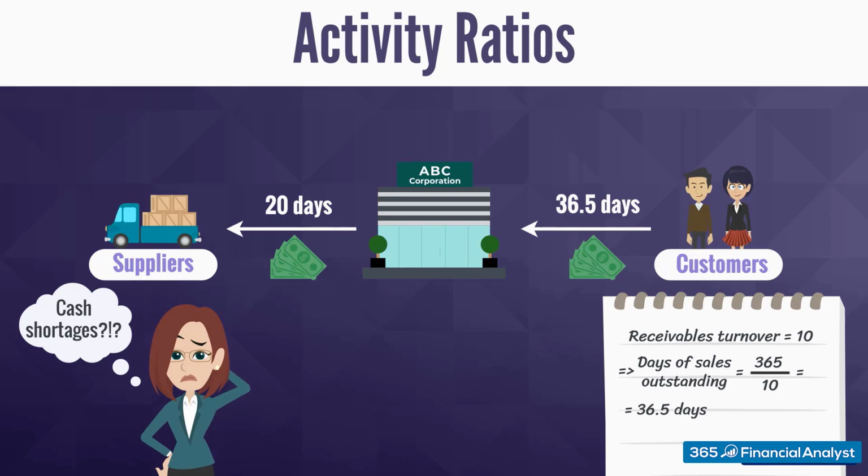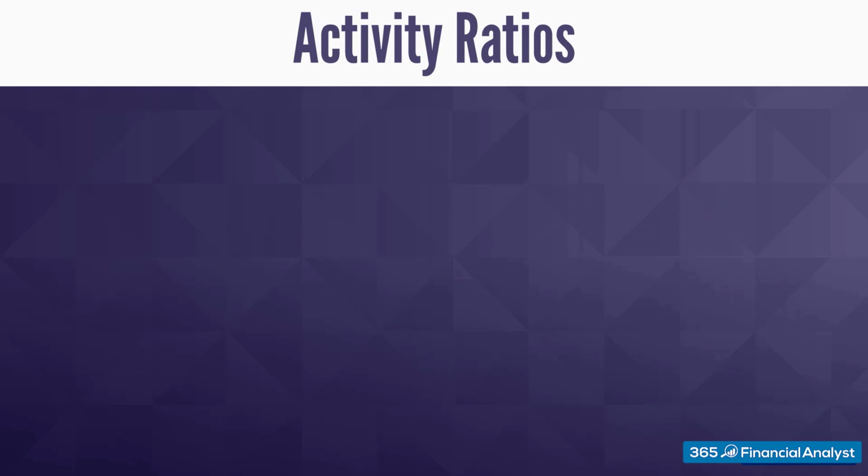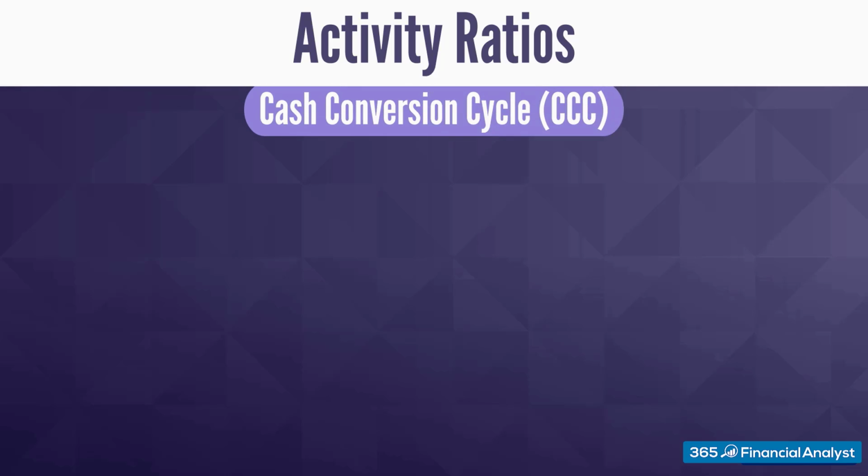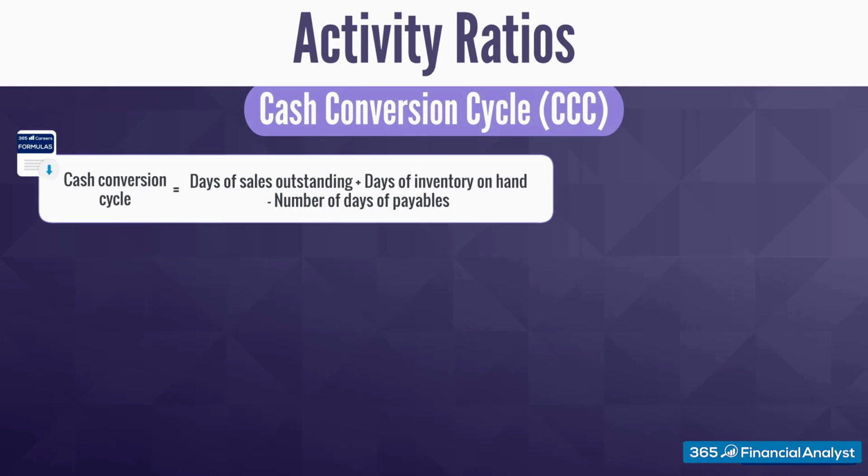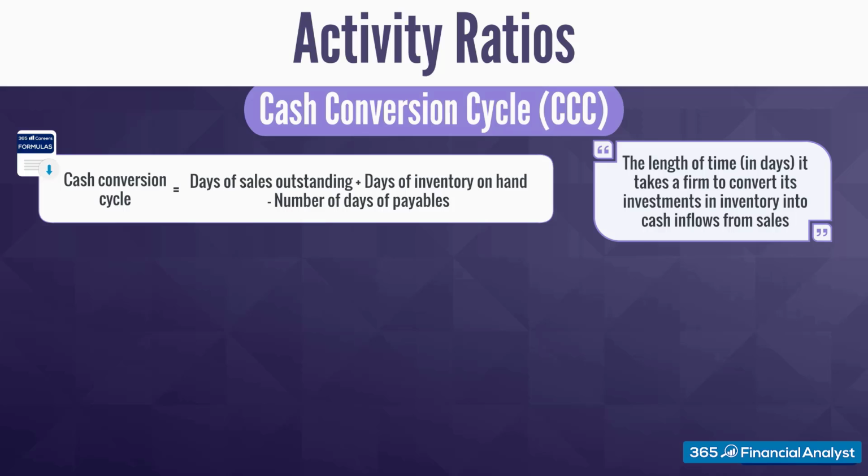All right. To complete the picture, companies usually calculate and monitor their cash conversion cycle as well. It is calculated as the sum of days of sales outstanding and days of inventory less the number of days of payables. The cash conversion cycle, or CCC, measures the length of time, in days, it takes a firm to convert its investments in inventory into cash inflows from sales. In other words, this is the time needed to get back the invested funds.